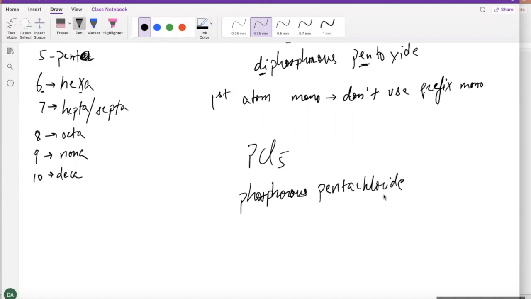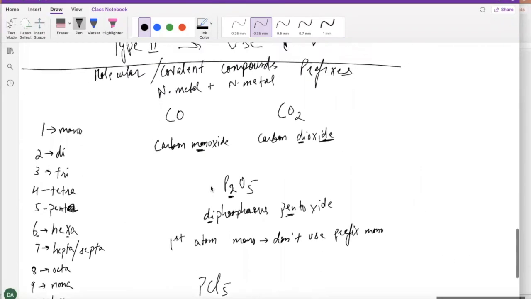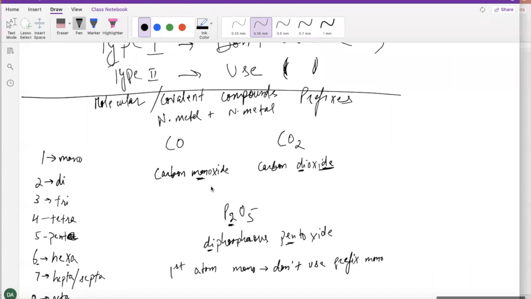So one modification you're doing is adding "ide." The second thing you're doing is adding a prefix. And you do not add a prefix if the first one is just one. Okay, so if you remember the whole thing, you will understand how the nomenclature for ionic compounds and for covalent or molecular compounds works.